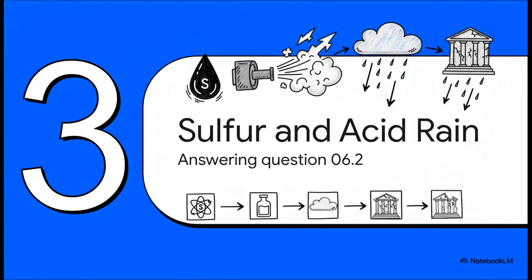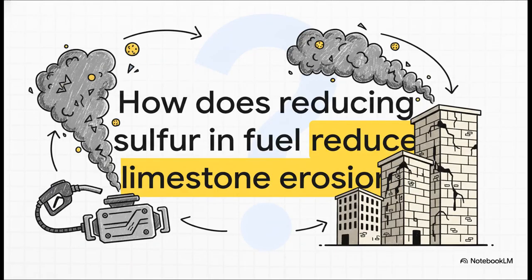Now, for the biggest section of the question. This part's worth 4 whole marks, so it requires a much more detailed, step-by-step explanation. It's all about linking the tiny amounts of sulfur in fuel to the massive problem of buildings getting eroded. So the key here is to explain the entire chain reaction. You need to connect the dots, starting with the sulfur that's in the fuel, then explaining the pollution it creates, and finally linking that to the specific damage it does to limestone buildings.